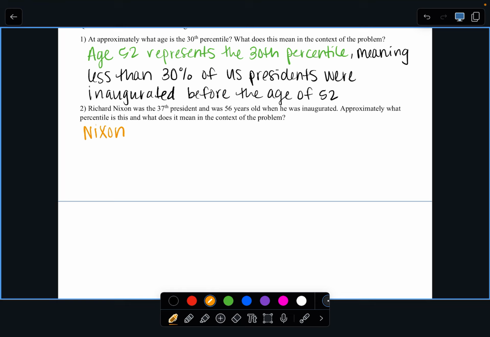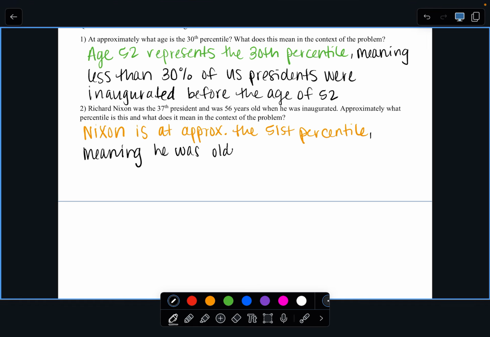Nixon is at approximately the 51st percentile. And then I'm going to answer their follow-up question. What does it mean? Meaning he was older than 51% of US presidents at inauguration.